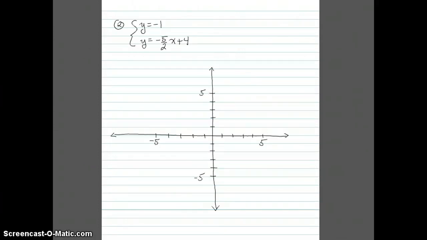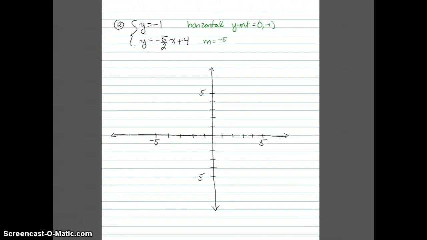All right, going on to the second example, I have my equations here. The first one, notice, is y equals -1. This is a horizontal line. There's no x variable shown in that equation. The y-intercept is the point 0, -1.